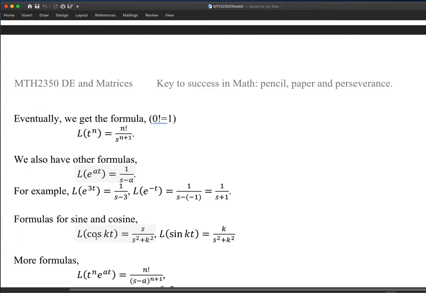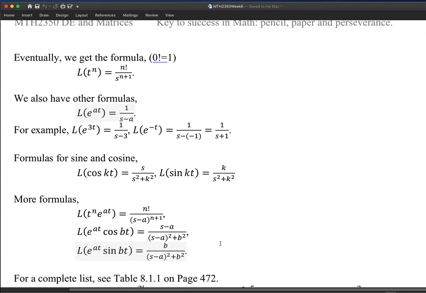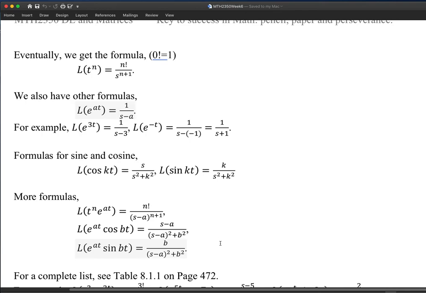The Laplace transform of cosine kt, like 2t, 3t, is s over s squared plus k squared. The Laplace transform of sine kt, where k is any number, could be 2, could be 5, or could be 11, could be 100, turns out to be k over s squared plus k squared.